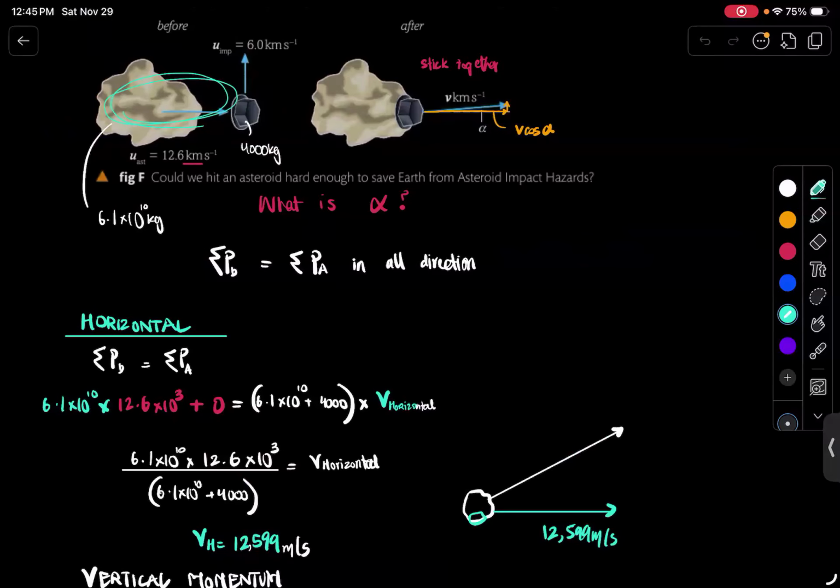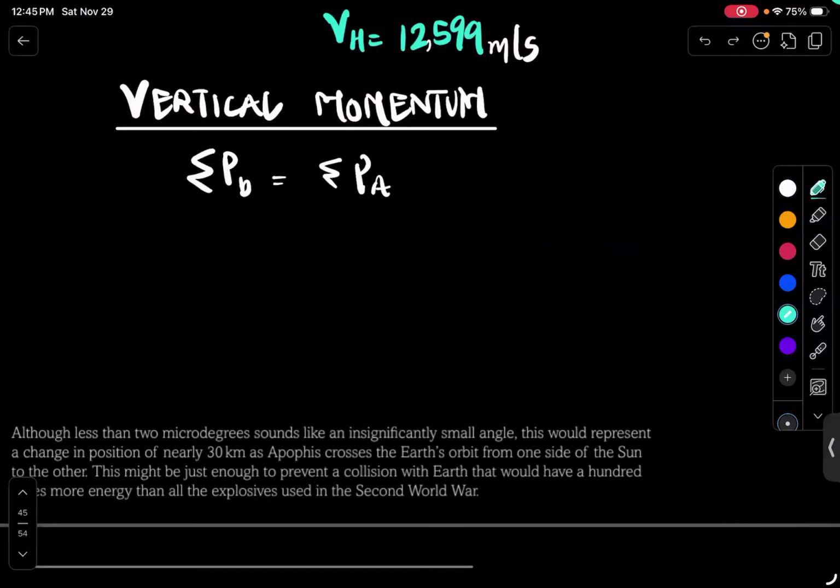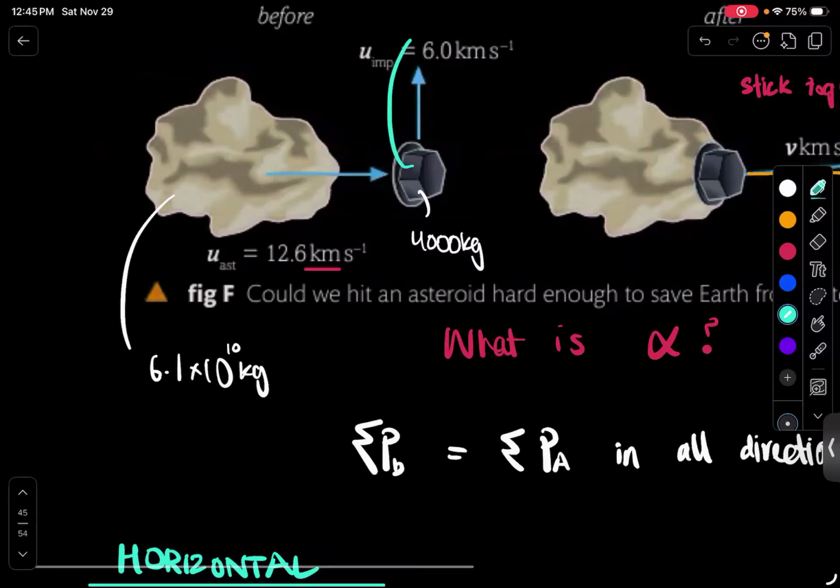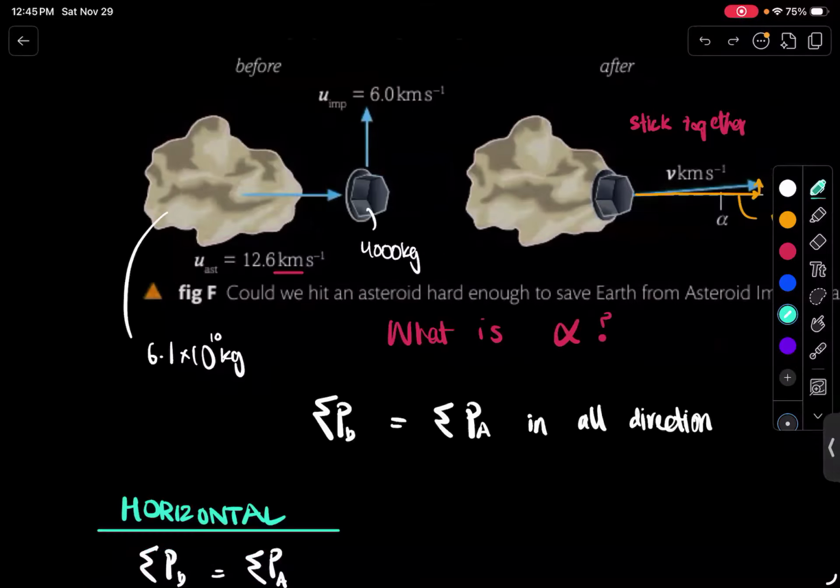Does the asteroid have any vertical component? No, it's only horizontal, so 0 plus. Does the impactor have any vertical velocity? Yes, it is entirely vertical. So that's going to be 4,000 multiplied by 6 times 10 to the power 3.